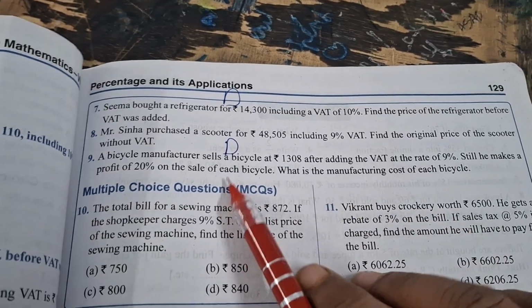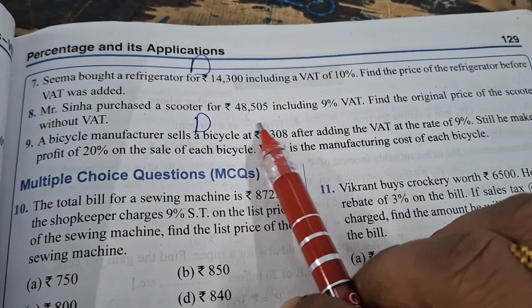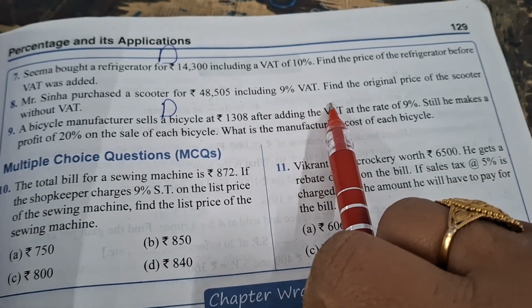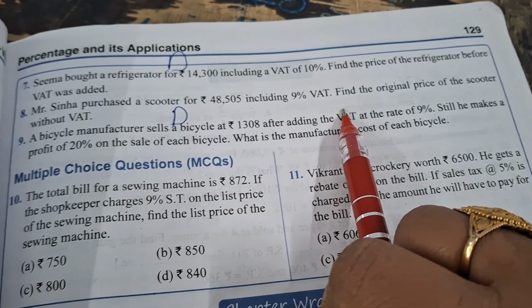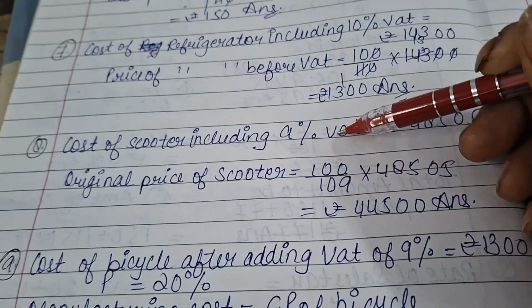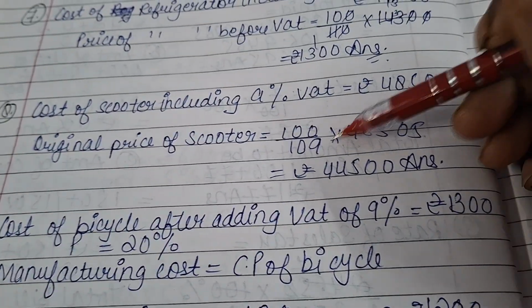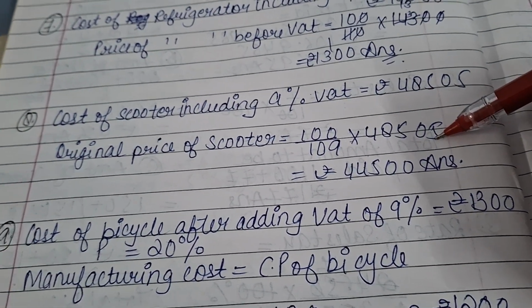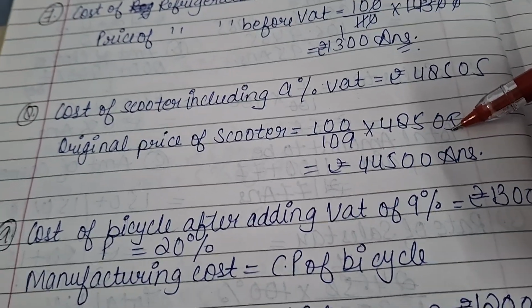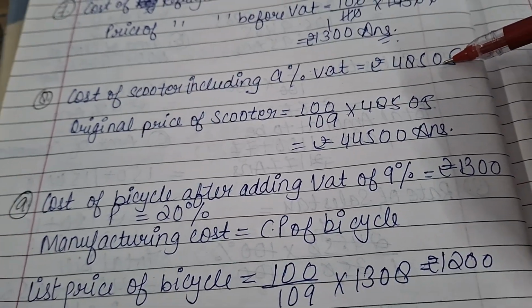Question number 8. Sina purchased a scooter for rupees this, including 9% VAT. Find the original price of the scooter. Again, this question is the same, 9%. So 9% of 100 is 9, so 100 plus 9, 109. Either you can do this, or you can make the equation X plus 9% of X is rupees this.